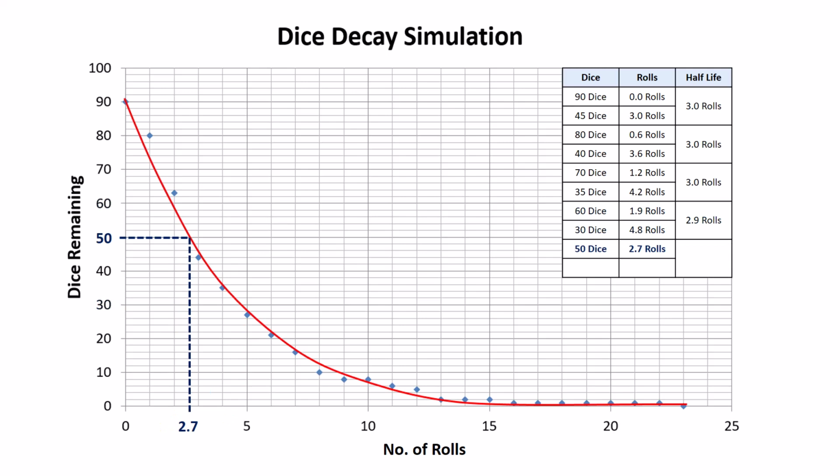At approximately 2.7 rolls, there are 50 dice remaining. It takes approximately 5.6 rolls to reduce the number of dice remaining to half this value, being 25. In this scenario, the half-life is approximately 2.9 rolls of the dice.